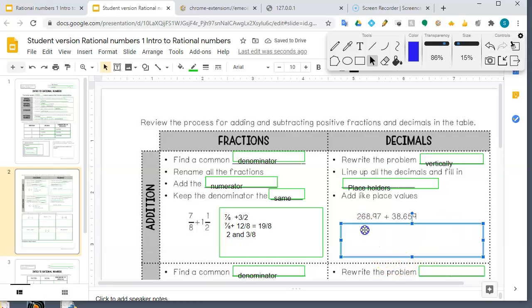Alright, so we're going to write, now I'm going to leave myself a little bit of space, so it's 268.97. Now, put a little single quote before you put the plus, otherwise it's going to use that a little bit differently, and then we're going to line up everything. So I need the 3 under the 6, 38.659. Notice that I need a placeholder in my upper number here, otherwise they don't line up.